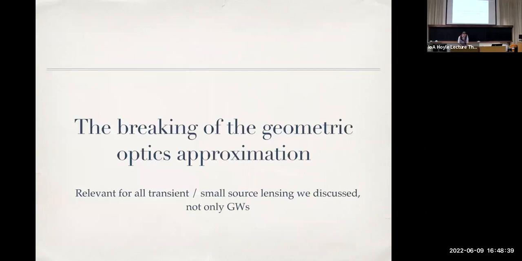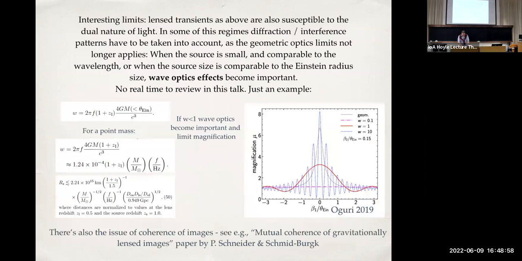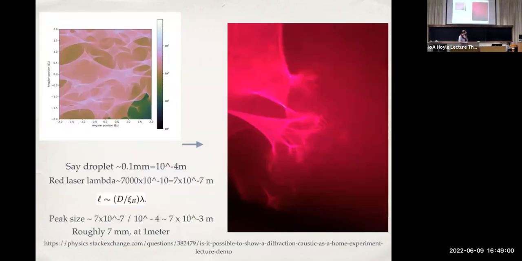The other thing I would like to mention, which is relevant to all these transients we talked about, is that we have to be careful, because all of these effects assume geometrical optics. But in some of these cases, this approximation breaks. You have to take care of wave effects. This is a demonstration, and with this I will end, of a caustic map that we made to simulate one of these lens stars. This is how it looks.